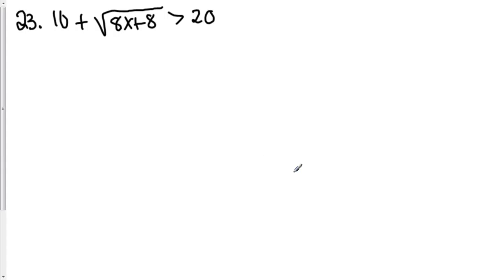Solve the given inequality. 10 plus the square root of 8x plus 8 is greater than 20. Because it is a square root, I have to check and make sure that whatever's inside my square root is always greater than or equal to 0. If this is less than 0, then I end up with imaginary solutions, and we want real solutions. So 8x plus 8 has to be greater than or equal to 0.